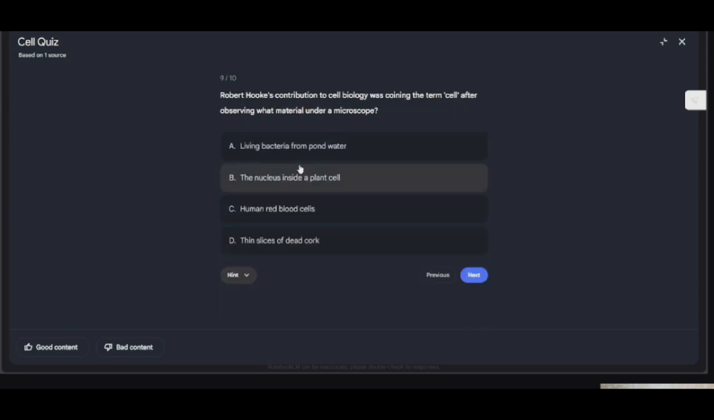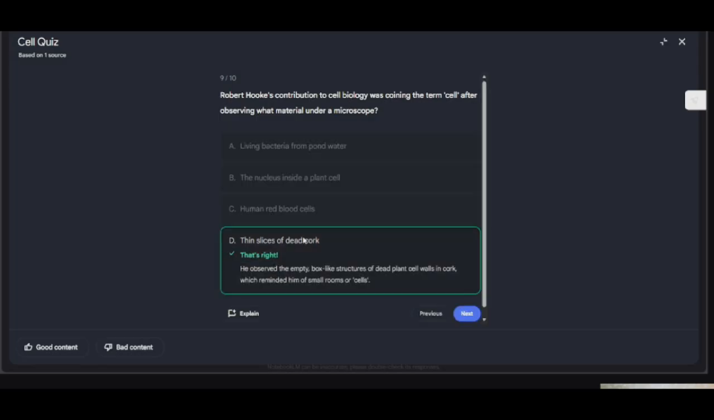Robert Hooke's contribution to cell biology was coining the term cell after observing what material under a microscope? Living bacteria from pond water, the nucleus inside a plant cell, human red blood cells, or a thin slice of dead cork. Robert Hooke discovered cells in cork under his self-made microscope. Remember it.